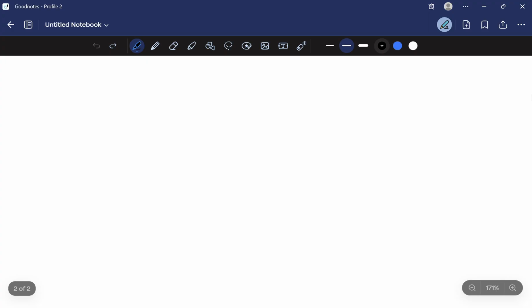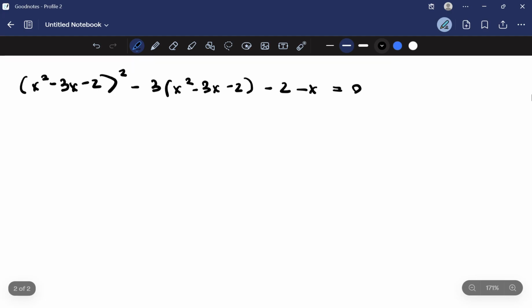So this problem was from the ALPS volume 2 book, and the problem is this. Given the equation (x squared minus 3x minus 2) squared minus 3 times (x squared minus 3x minus 2) minus 2 minus x is equal to 0, prove that the roots of the equation x squared minus 4x minus 2 equals 0 are roots of this initial equation, and also find all the roots of the initial equation.